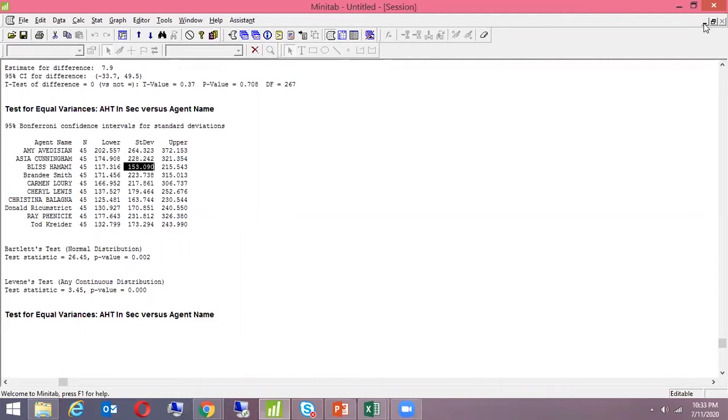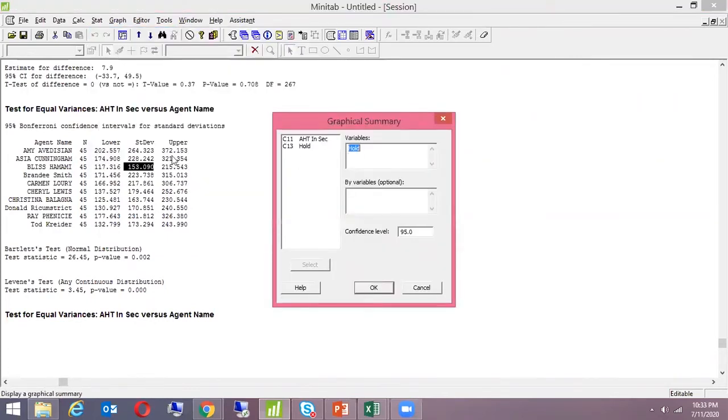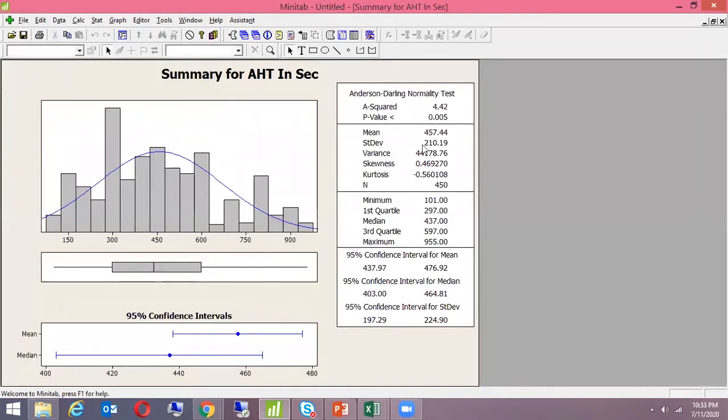So in this particular case, there are two things that we can look at. Either we can compare it with the total standard deviation that we have. So we would have a total standard deviation also. What you can do is go to Stats, Basic Stats, Graphical Summary. Here we have taken HT, handling time. So what is the standard deviation that you have? 210.